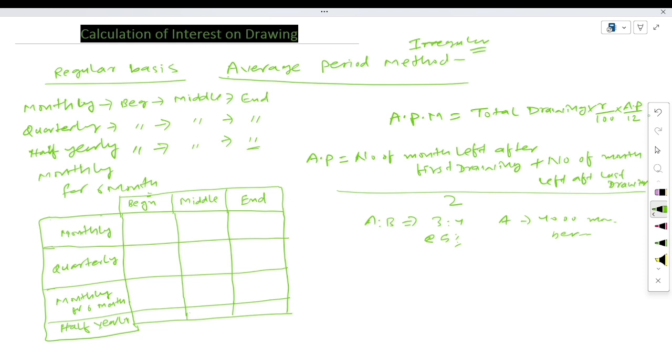What is the formula? Average period method is equal to total drawing into rate of interest into average period upon 12. Here you are withdrawing 4,000 per month. It means what would be the total amount? We can multiply this. Total amount of drawing would be 36,000. Here rate of interest is given 5%. You can write here rate of interest. Now average period. What would be the average period?